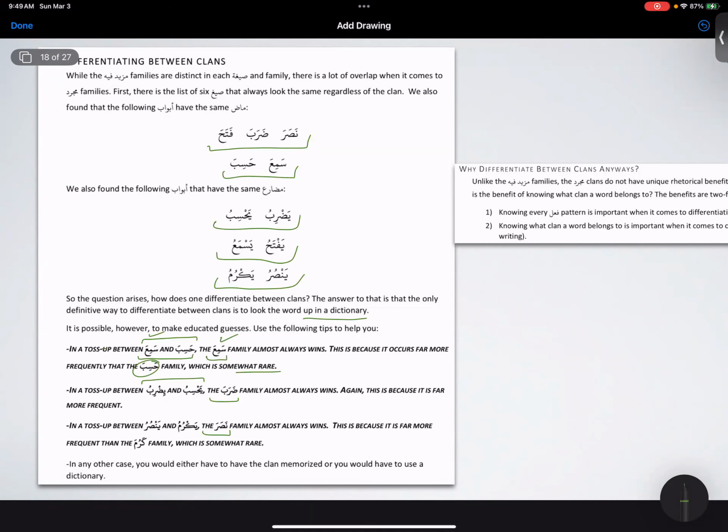Then in the toss between Yahsibu and Yadribu, the Daraba family will always win because most words are going to be from the Daraba family. Then Yansuru and Yakrumu, who is going to be the winner? Nasara family, because Karuma is very rarely used.